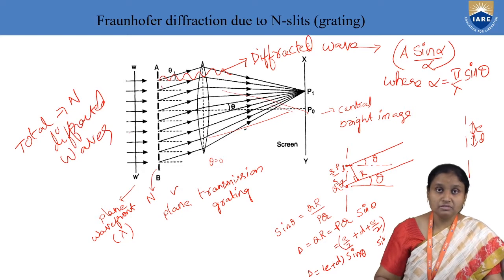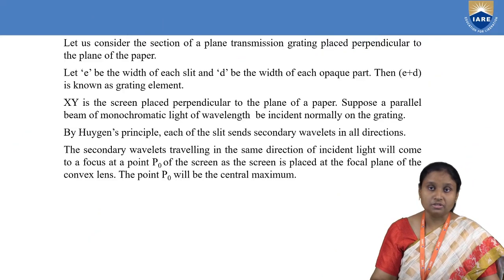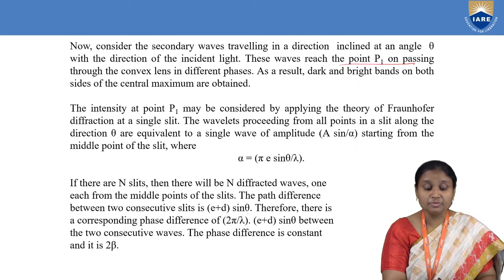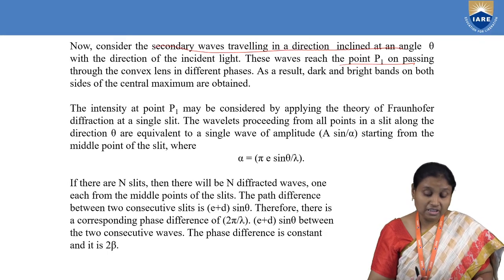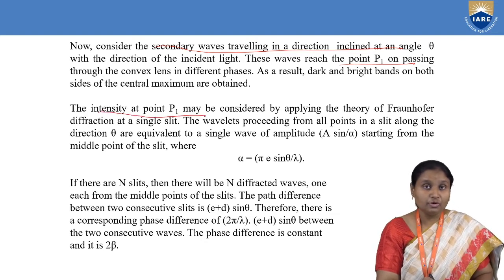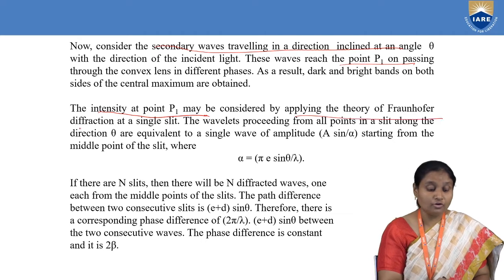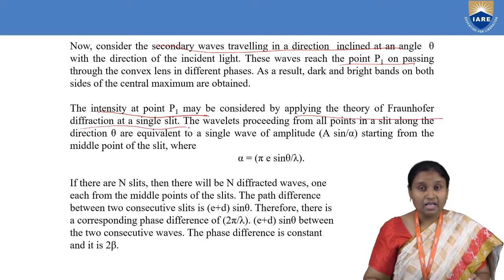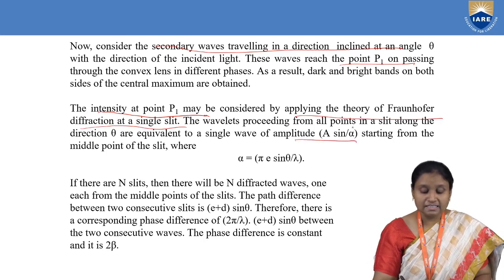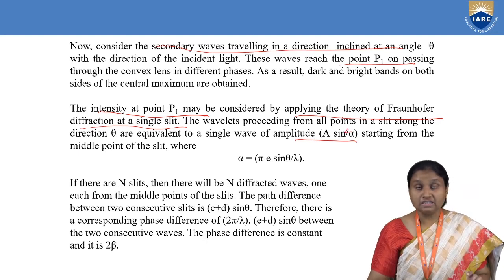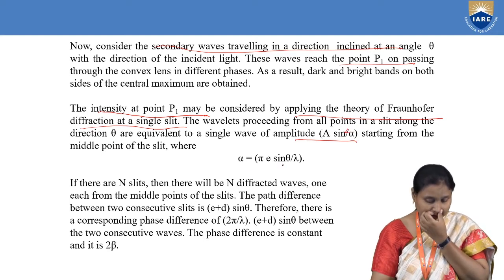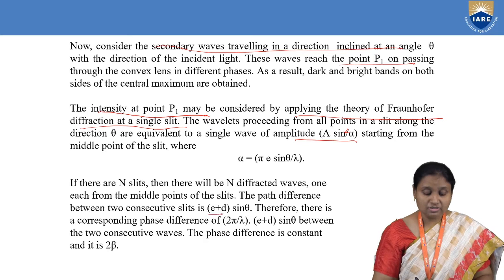Now how to find the phase difference between two adjacent waves? Further, we know the path difference. Consider point P1, which is because of secondary waves traveling in direction theta with the normal direction. In order to find intensity at point P1, we have to apply the theory of Fraunhofer diffraction at single slit. From each slit I get one diffracted wave whose amplitude is A sin alpha by alpha, starting from the middle point of this slit, and alpha is pi by lambda e sin theta. And the path difference between two consecutive slits is (e + d) sin theta.